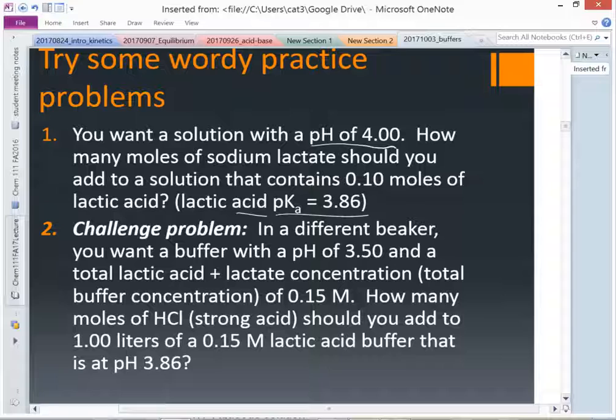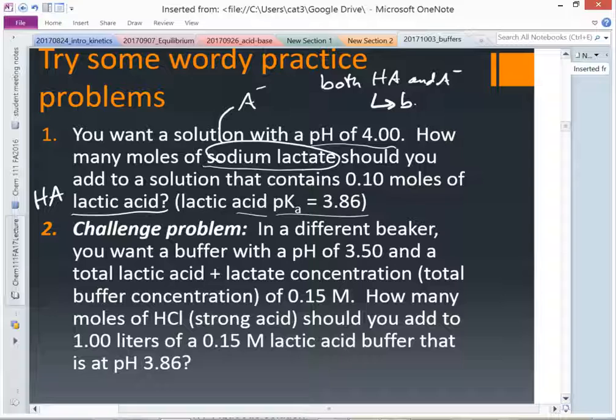So I see both HA and A minus. If I see both HA and A minus, I have a buffer. If I see buffer, I start to ask myself, can I do this with Henderson Hasselbalch? Ice tables will work, but it takes longer.